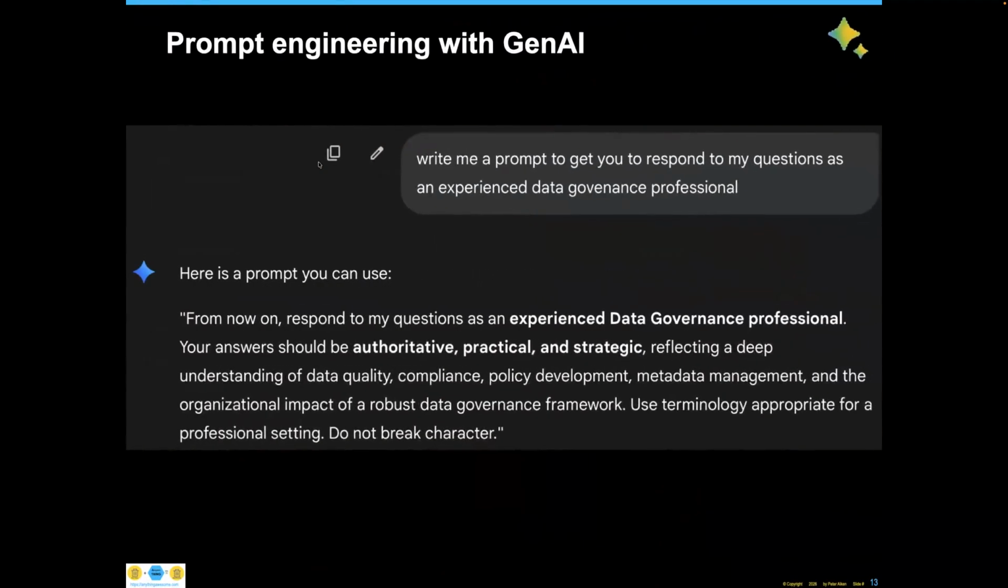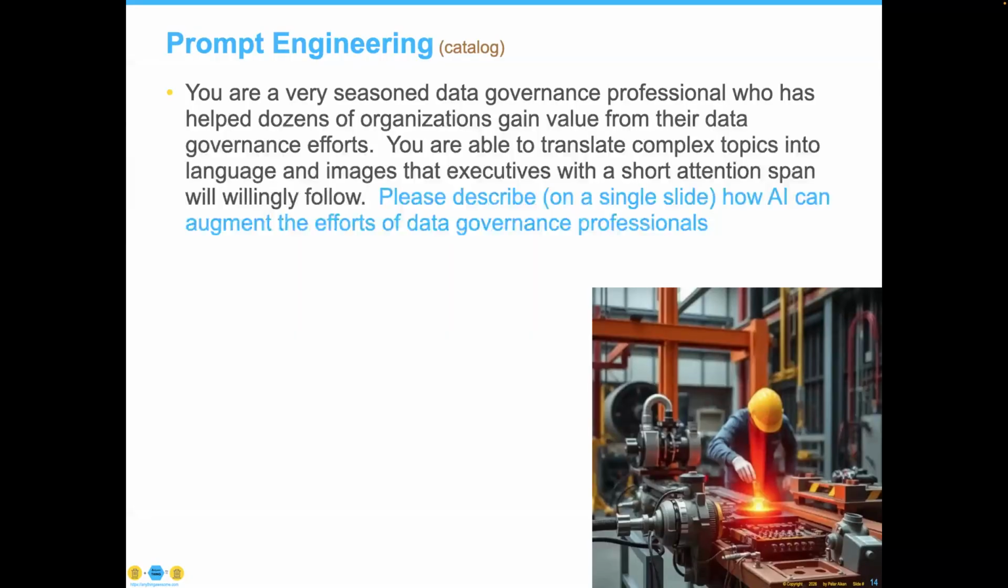And again, the politeness issue and whether it costs a bottle of water or not is another questionable thing. But I have worked with Hannah's advice for about the past year. And so here's a generalized prompt that I use to produce some of the things in here. You're a seasoned data governance professional or strategist who's helped dozens of organizations gain value from their efforts. You're able to translate complex topics into language and images that executives with a very short attention span are willing to follow. Please describe how AI can augment the efforts of doing something like that.